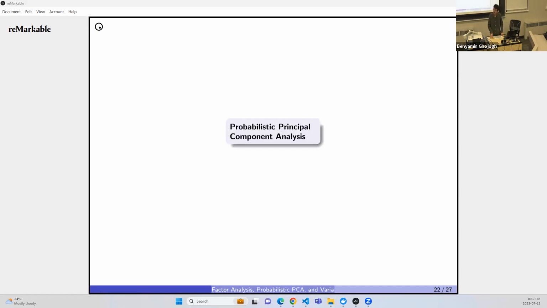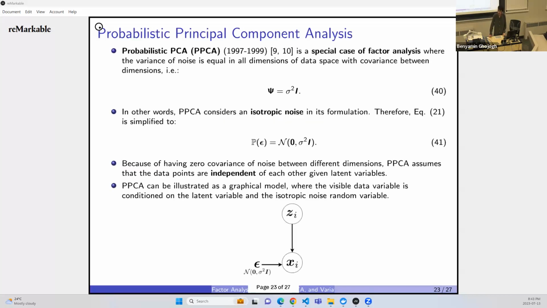Now, probabilistic principal component analysis, probabilistic PCA. So we talked about PCA. Most people know what PCA is, but few people know what probabilistic PCA is. You will know that today, okay? What is it? Probabilistic PCA or PPCA was proposed in 1997 to 1999. You see how old it is?